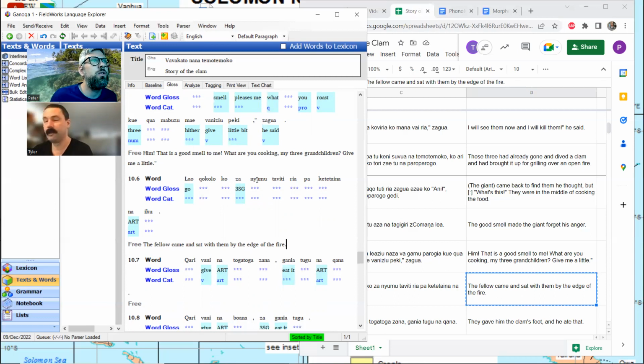And then new mu. Mu for second person. Maybe, no. Or maybe there's a root that ends in mu. We don't. There's no second person in the English sentence. Well, what I'm seeing here is new mu taviti ria, and we already think ria.